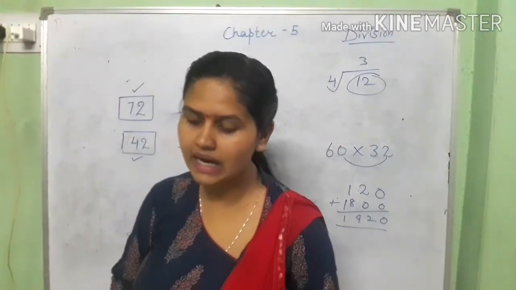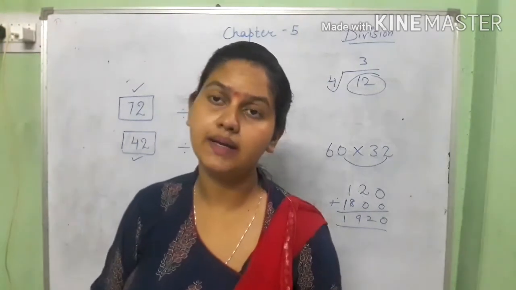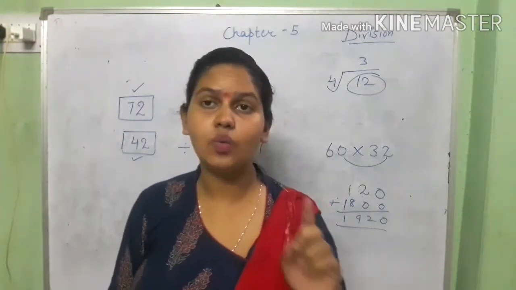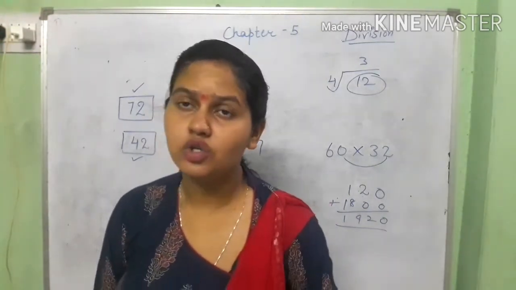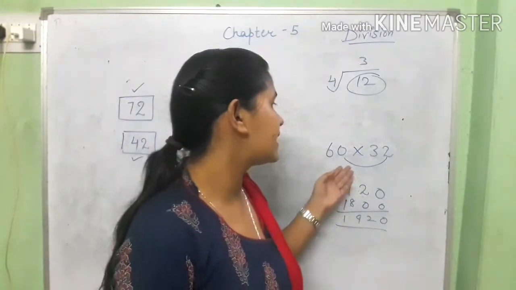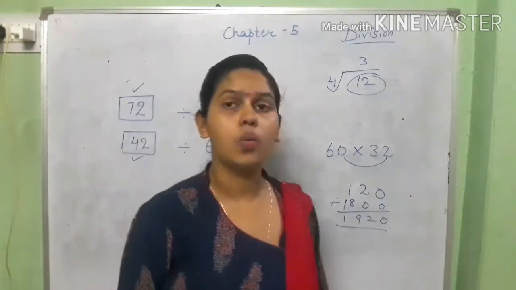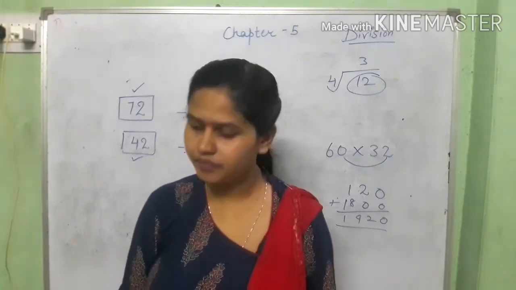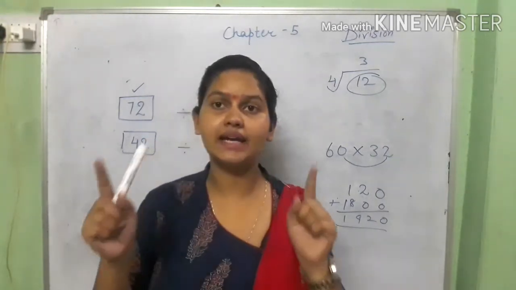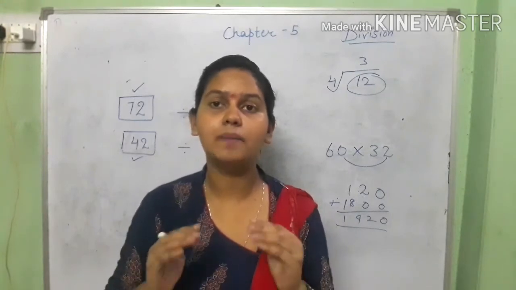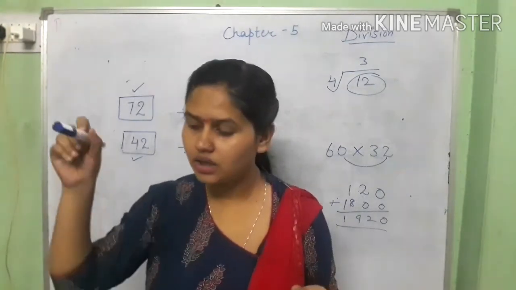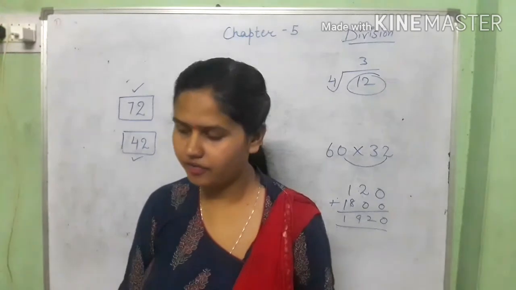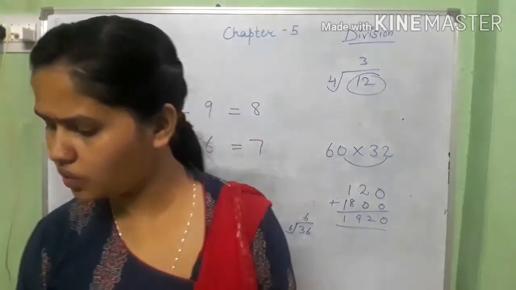How many seconds are in 32 minutes, right? In 1 minute there are 60 seconds. So when we multiply 60 seconds with 32, we will get 1920. By multiplying it, we will get the seconds in 32 minutes, right?